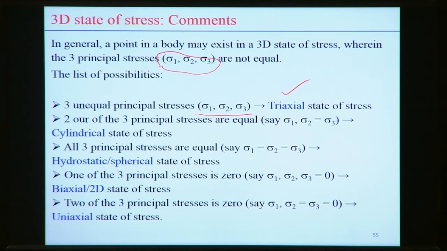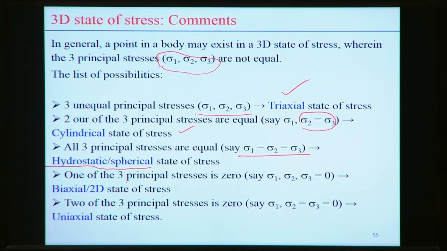Second case is that when two out of the three principal stresses are equal, for example sigma 2 equal to sigma 3 but not equal to sigma 1, then we can say the cylindrical state of stress. Third case is when the three principal stresses are equal. In that stress state, we can say the hydrostatic or spherical state of stress. So the hydrostatic stress state we have already discussed.